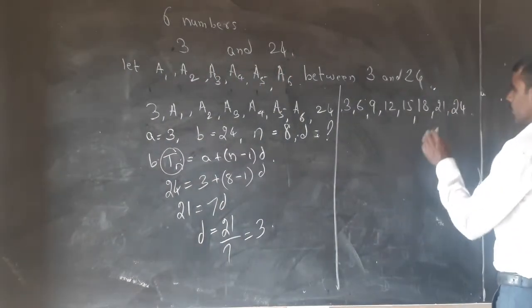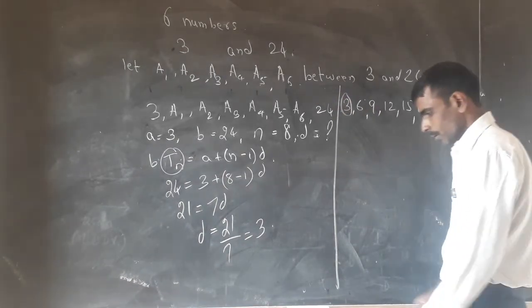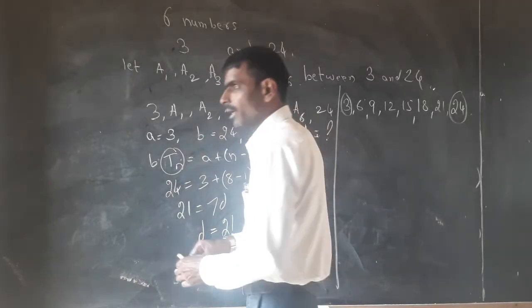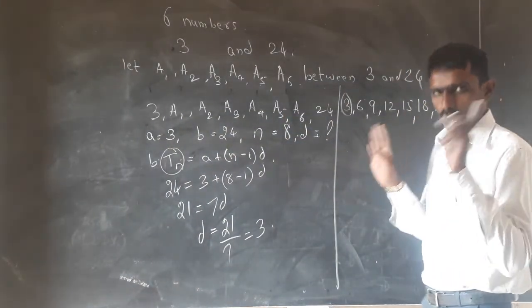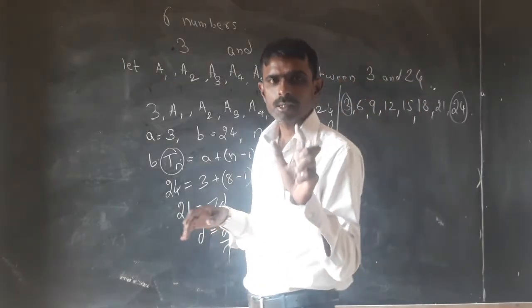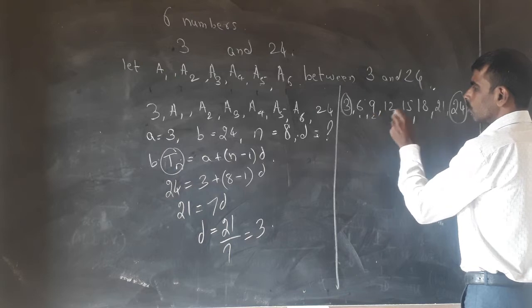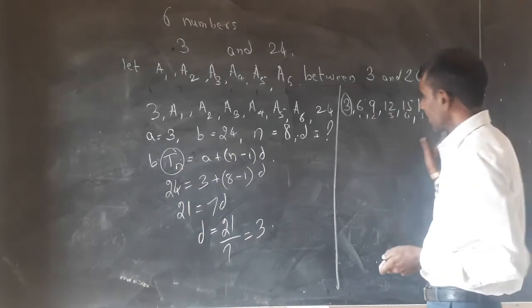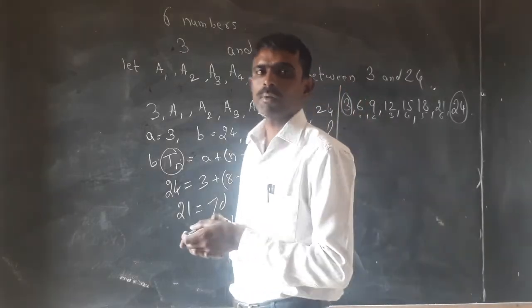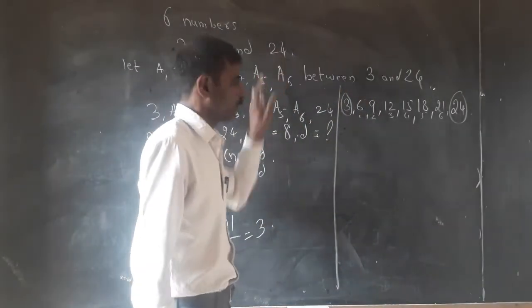So I will just see whether in between the numbers 3 and 24, I am having 6 terms in all. So that is 1, 2, 3, 4, 5, 6. So there are 6 terms in between the numbers 3 and 24.